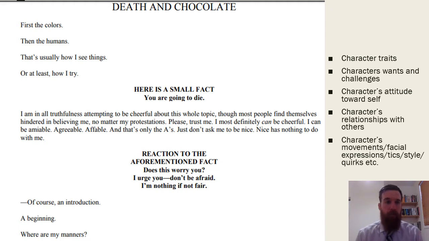Death and chocolate. First the colors, then the humans. That's usually how I see things, or at least how I try. Here's a small fact. You are going to die. I'm in all truthfulness attempting to be cheerful about this whole topic, though most people find themselves hindered in believing me, no matter my protestations. Please, trust me. I most definitely can be cheerful. I can be amiable, agreeable, affable, and that's only the A's. Just don't ask me to be nice. Nice has nothing to do with me.